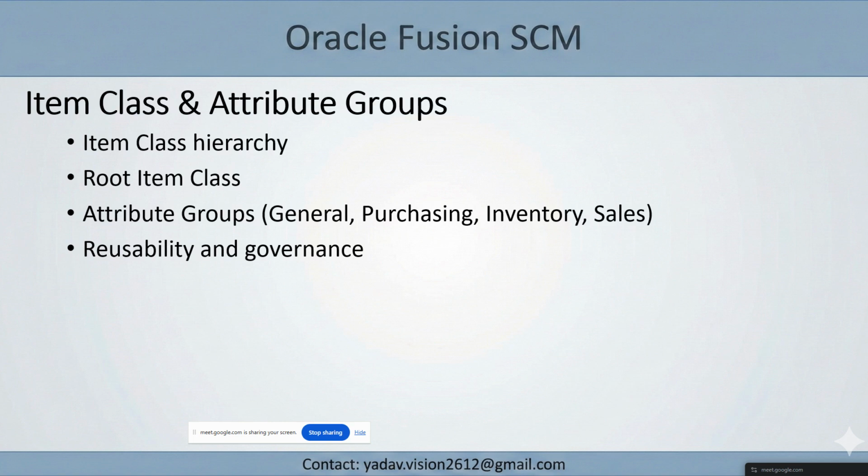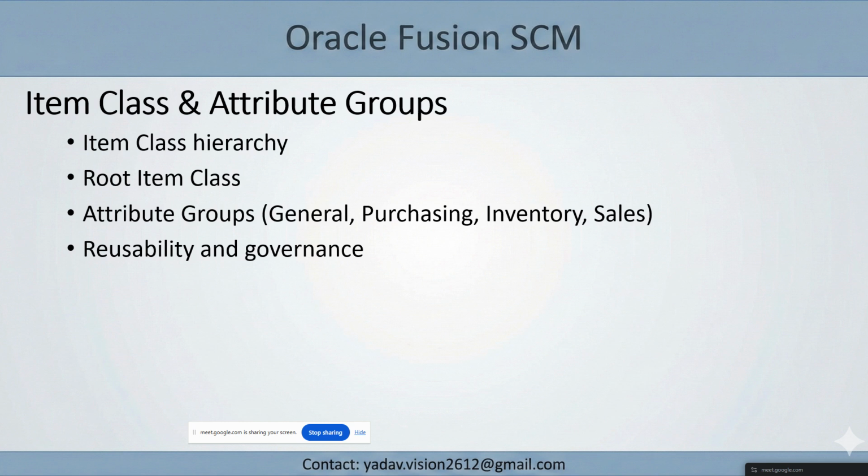So, item classes and item attributes. Here we are going to have a hierarchical structure, for how we maintain the items. That can be the root item class, which is what we used to consider. Inside the root item class, we are going to have the attribute groups, like general, purchasing related item groups, inventory related, or sales items, because I need to differentiate.